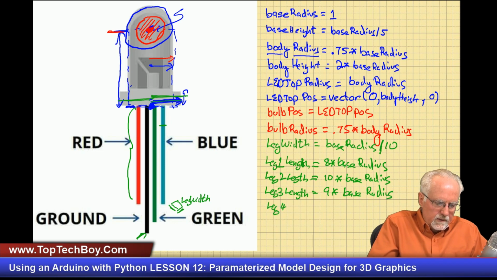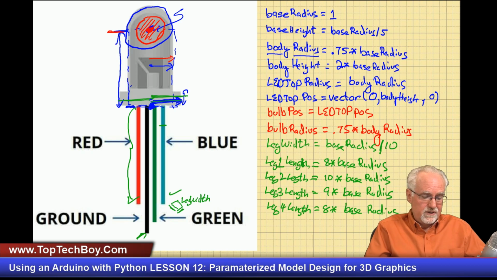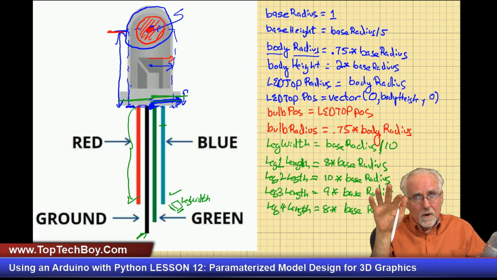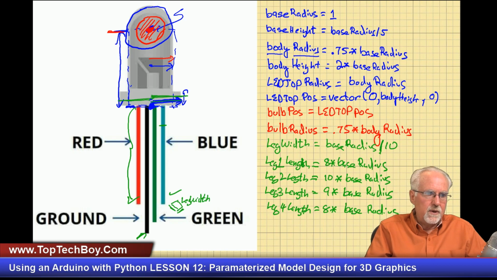And what do you see about leg 4 length? Leg 4 is the same as leg 1, so we'll say that's 8 times base radius. Why don't I just call it leg 1 and use leg 1 for both of them? Well, what if we got another LED and they weren't the same? Then with this model, it would be easy to go in and adjust it without doing much work at all.